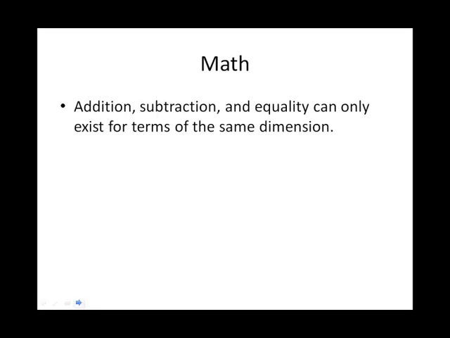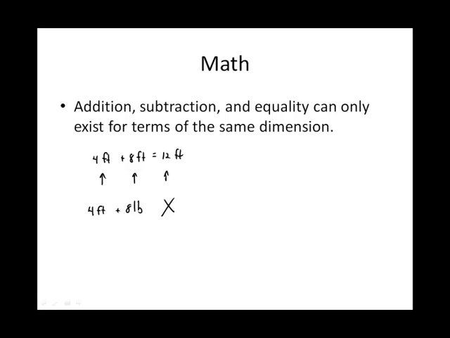Now, when we're doing mathematics with dimensional quantities, there are a couple of things that are really important. The mathematical functions of addition and subtraction and the mathematical equality of two values can only exist for terms of the same dimension. For example, let's talk about addition. I can add 4 feet plus 8 feet, and if I do that, I know that I'm going to get 12 feet. So I have a length plus a length, and that gives me a length. That's okay, but I can't add 4 feet plus 8 pounds because that doesn't make any sense. So this is not allowed.